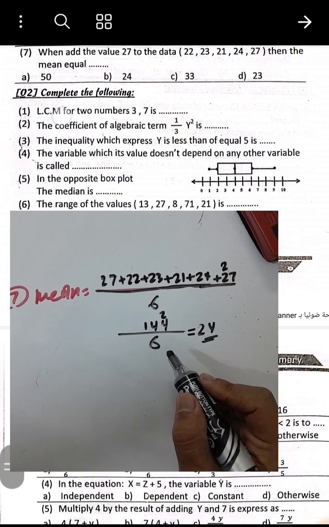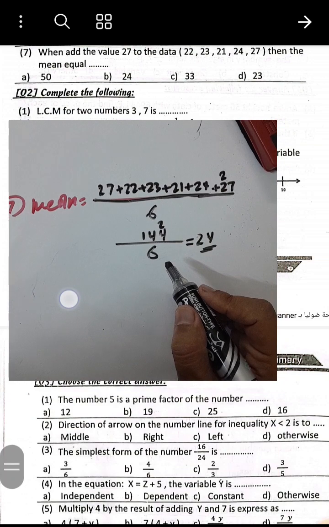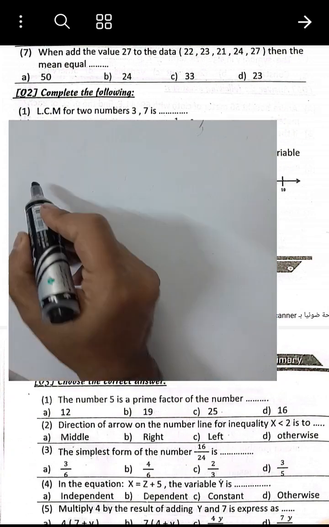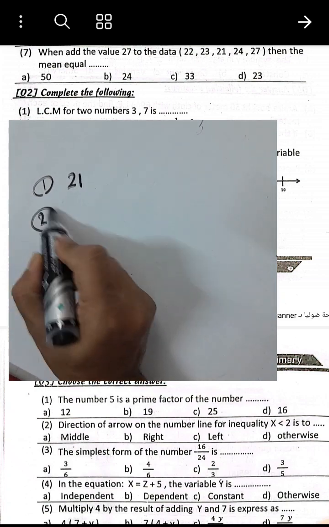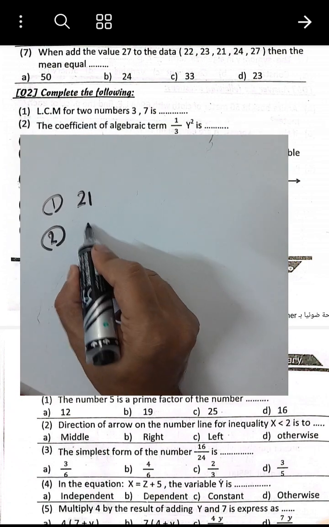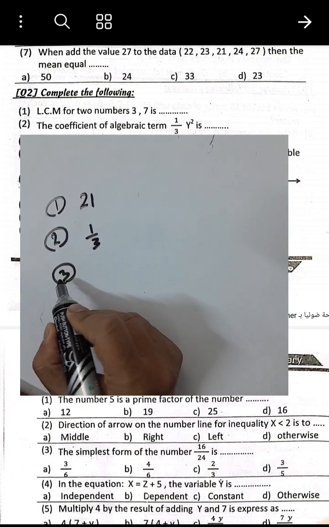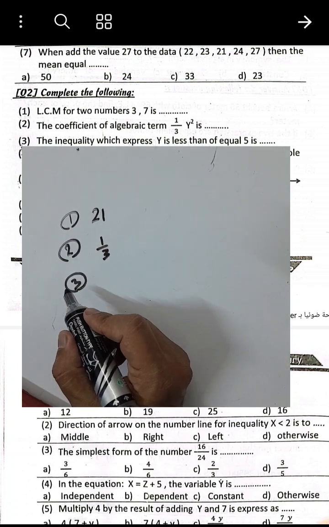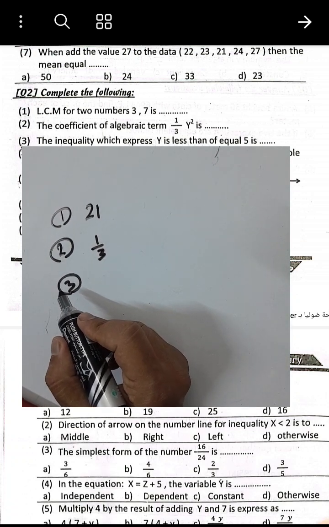Question number 2. Complete the following data here. Number 1. List common multiplication for two numbers 3 and 7. It will be 0 product. 3 times 7 it will be 21. Question number 2. The coefficient of the algebraic term 3y power 2 will be 3. Question number 3, the inequality which expresses y is less than or equal to 5.